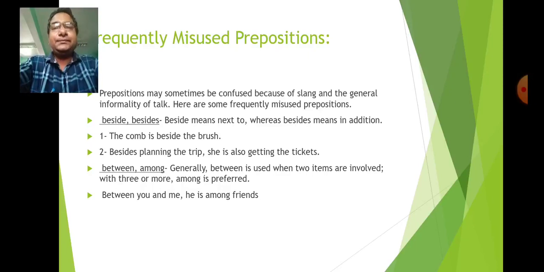For example, distribute the sweet between Ram and Shyam. Second example, distribute the sweet among the students. From these examples, you can make your concept clear.